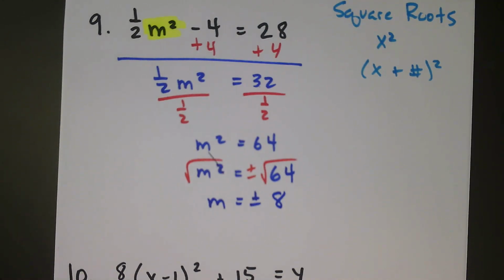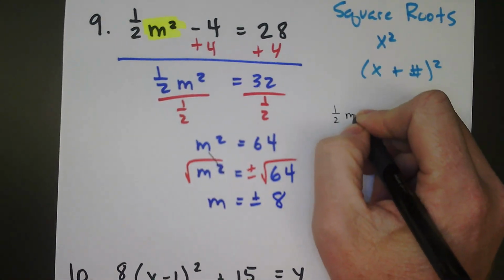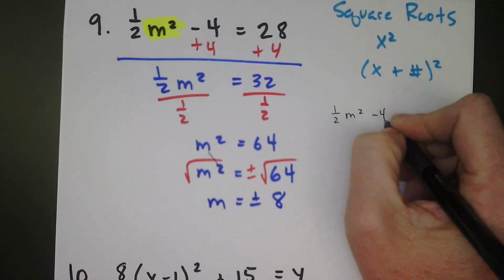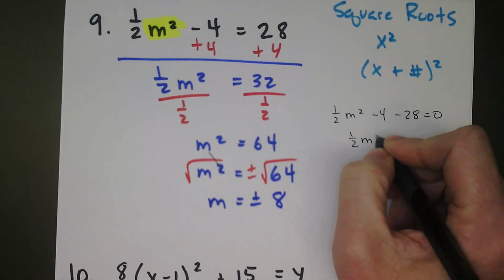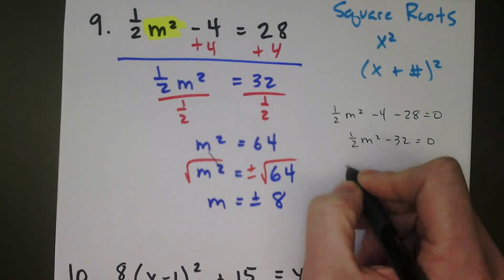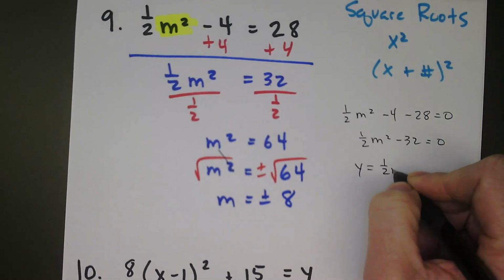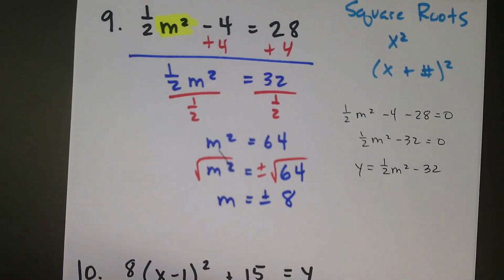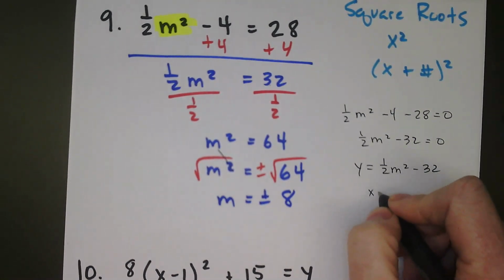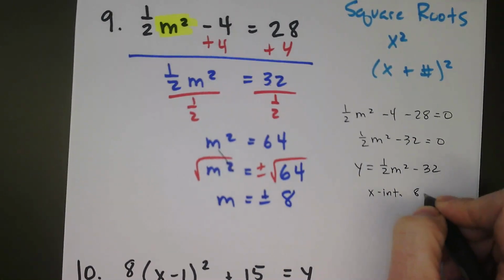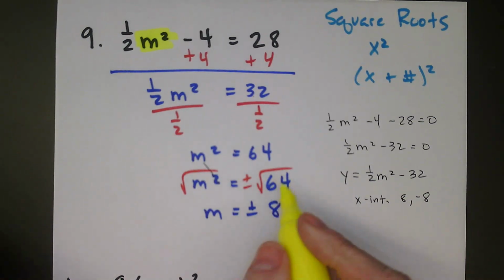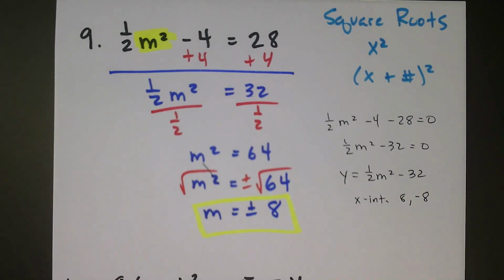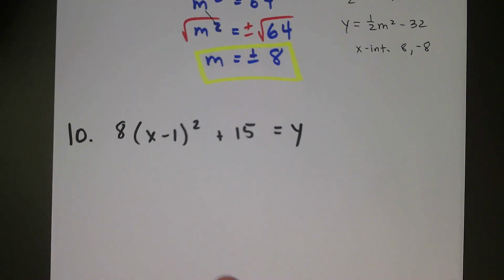If I was to make this the equation 1/2 m squared minus 4, and then move this over, minus 28 equals 0. So then basically y equals 1/2 m squared minus 32. This equation has x-intercepts at 8 and -8. That is what the solution to a quadratic is, or what they are. It is the x-intercepts.